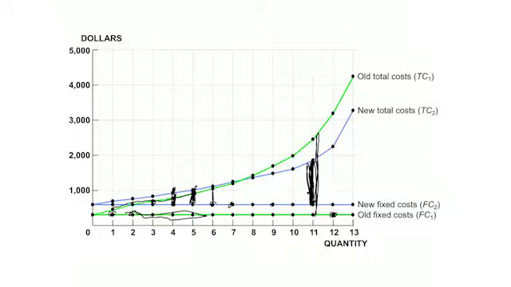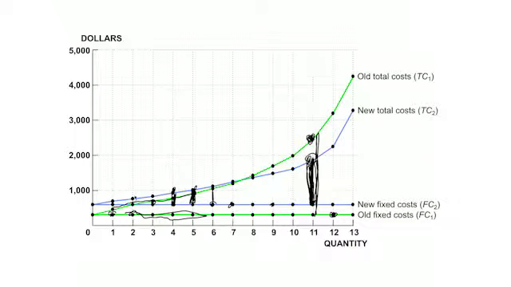And because we're now adding a smaller amount of variable costs, even though the fixed costs are larger, the total costs are lower. So at a production of 11 units, the total costs are lower than they are for 11 units at the old size firm. You can see, therefore, that for higher levels of production, the blue line is lower than the green line.